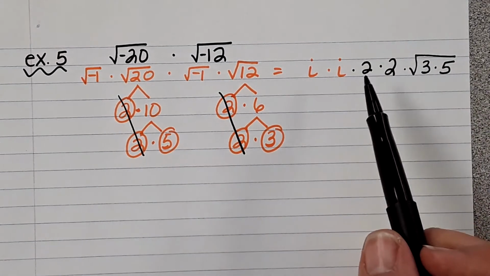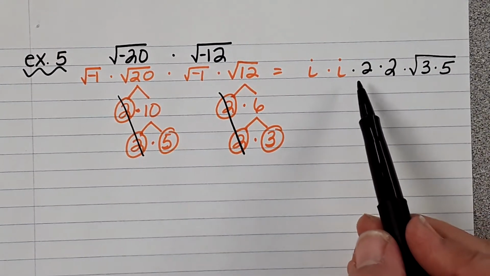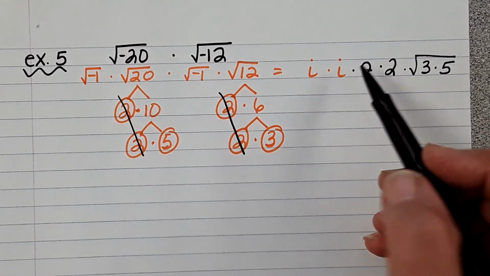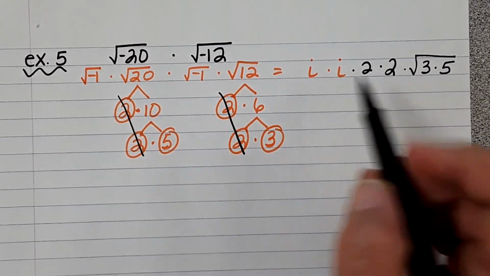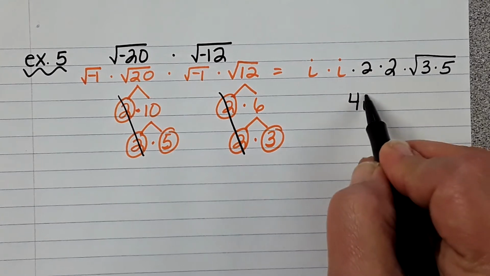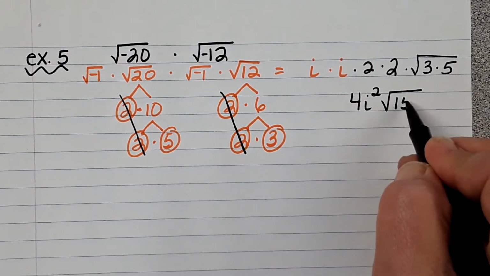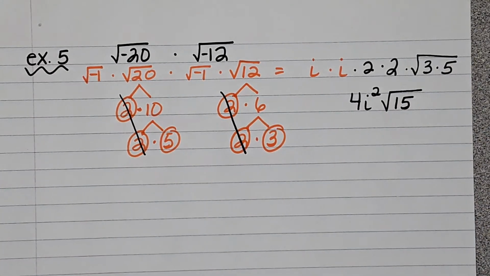Okay. So now, what does i squared become? I mean, what does i times i become? i squared. And 2 times 2 is? 4. So we're going to have 4i squared square root of 15. Now, just like anything, you can't leave i squared there. So you have to change it.